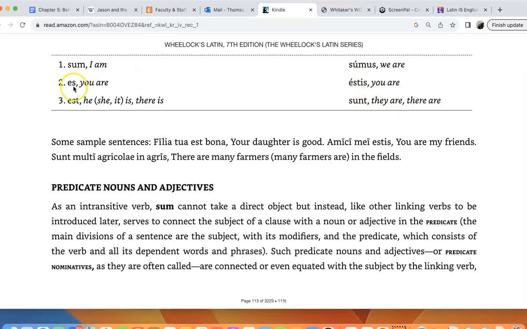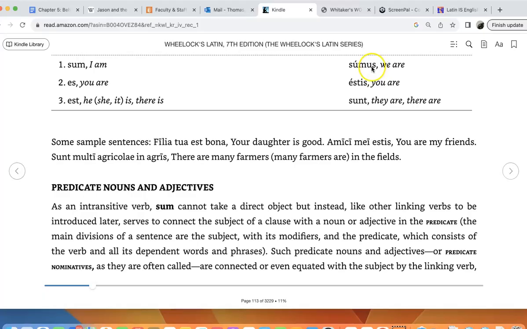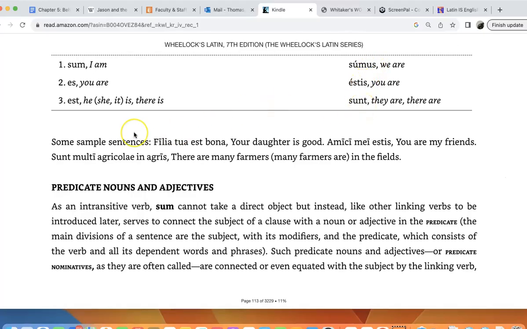Notice it does follow the pattern of our personal endings. Obviously, the first person singular is a little bit different, but here we have the -s, here we have the -t, here we have the -mus, the -tis, and the -nt. But since this is a so-called irregular verb, it probably just needs to be memorized. So again, we'll take a look at some examples in a moment.